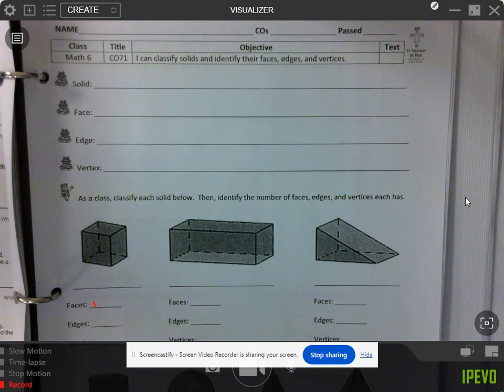Good morning. Today we are finishing up our unit with CO71. I can classify solids and identify their faces, edges, and vertices. So classifying means being able to name it. So we're going to need to know these different solid shape names.